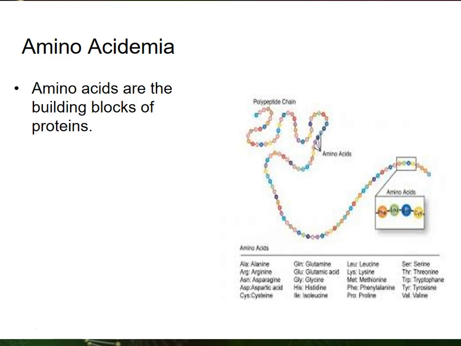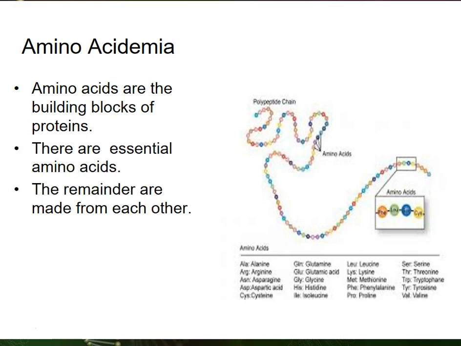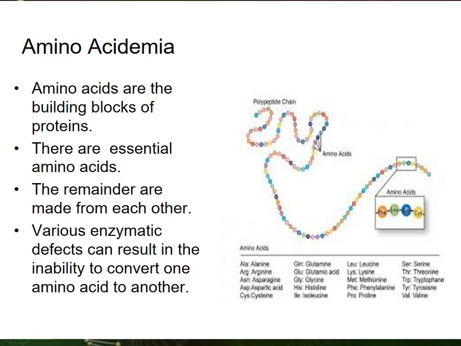Aminoacidemias. Amino acids are building blocks of protein. There are essential amino acids, and the remainder are converted between essential amino acids to other amino acids. There are a number of enzymes involved in these processes and breakdown of amino acids.